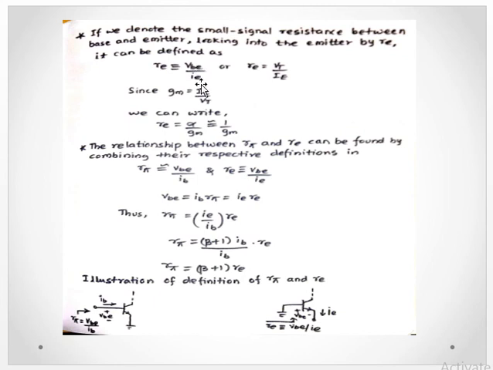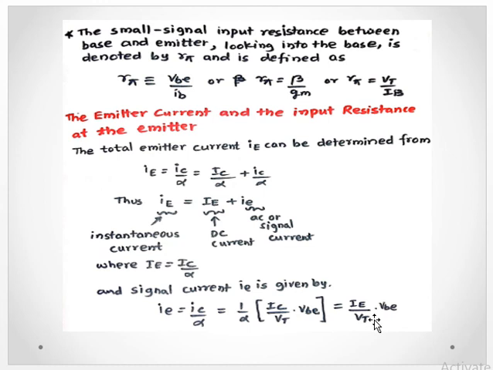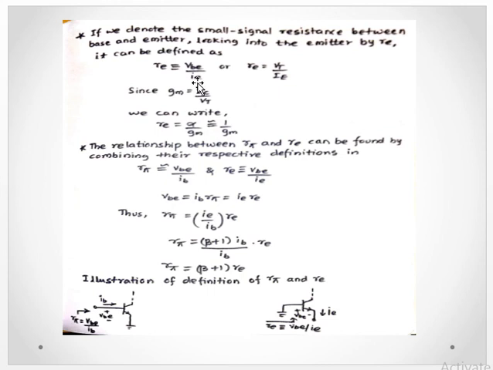So this ratio VBE by IE is given as RE, or it can also be referred to as VT by IE. This you have derived from this equation only. We have the expression IE equal to IE by VT times VBE. So if you take this signal current, VBE by IE equal to VT by IE. From that we have derived two equations: VBE by IE, this ratio we are referring to as RE, the emitter resistance, and this VT by IE, either this or this equation.